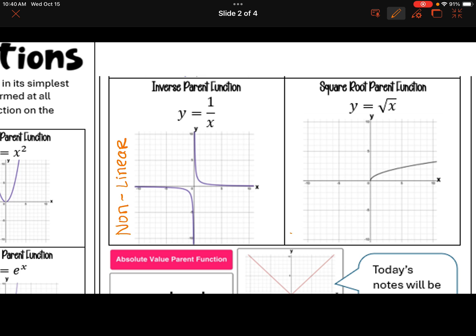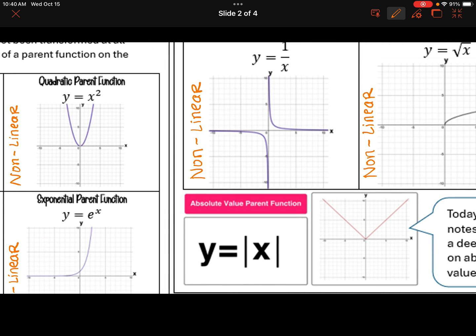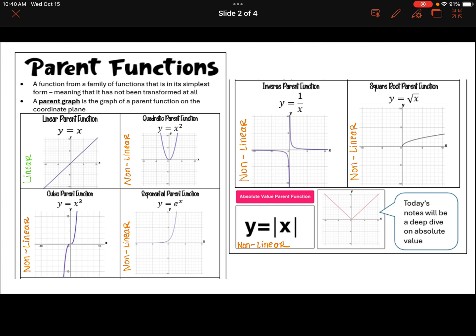We did a lot with square roots at the beginning of the year. So here would be what a function with square roots would look like. And then our last one is the absolute value parent function. It is also nonlinear. And for today's notes, this is going to be the one that we're going to take a deep dive into. All of our tables are going to involve absolute values. Now on homework, I'll ask you to use a table of values to graph linear, quadratic, cubic, any of those. But for notes, we're going to take a deep dive into absolute value.